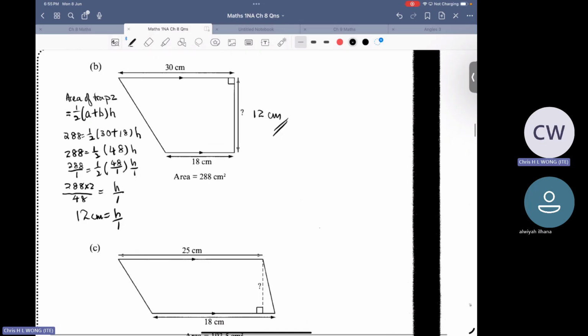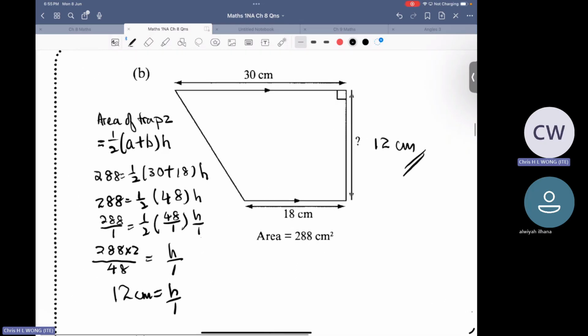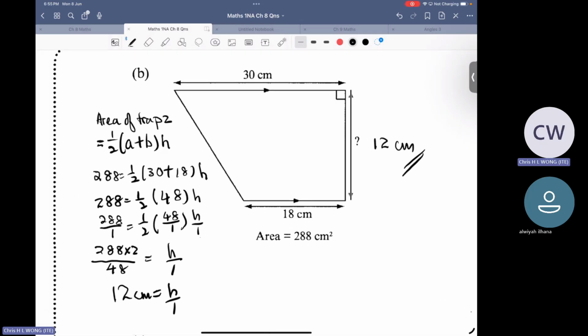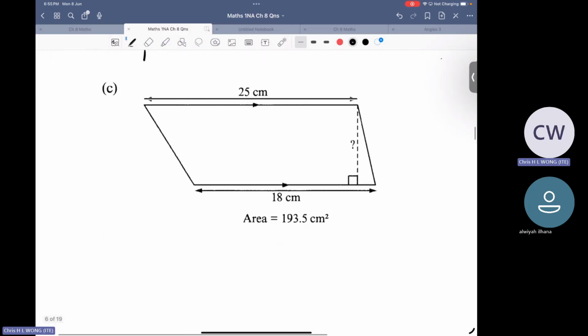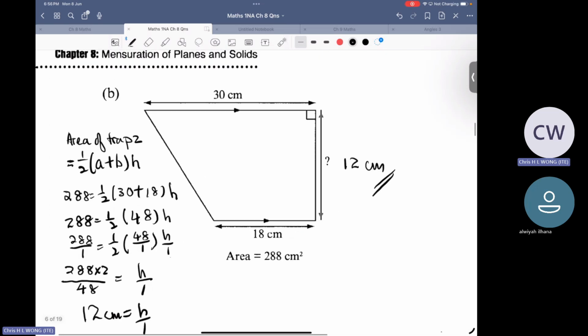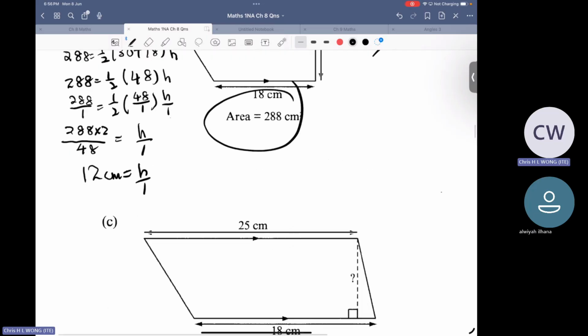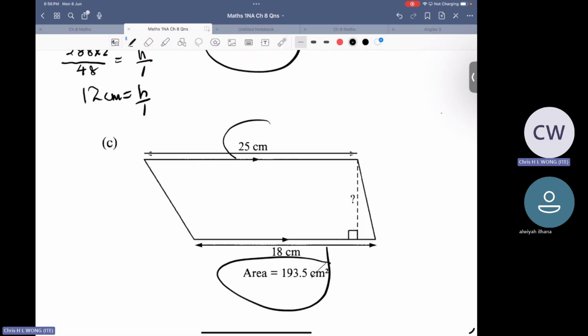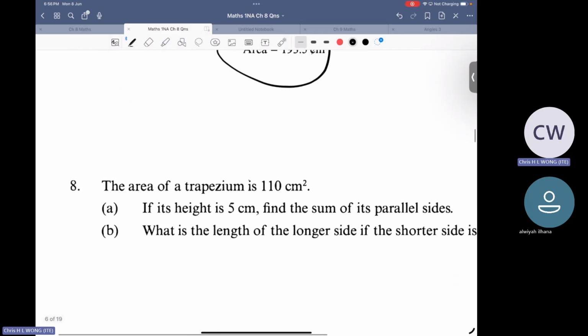Let's bring it down so they can see. You can see the dimension on top, right? Exactly. Finish already? Okay. I won't ask you to do this. It's the same, right? This is the same as this. You find the height. Giving you the area, giving you A, giving you B, you're supposed to find the height. So you do it on your own, okay? Move on.